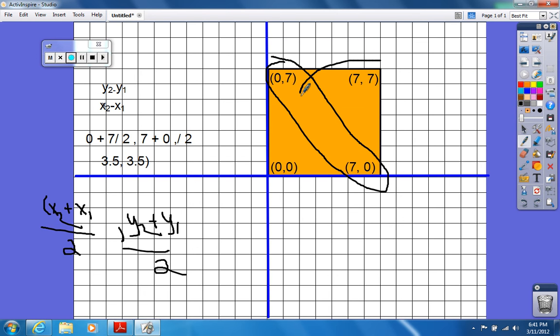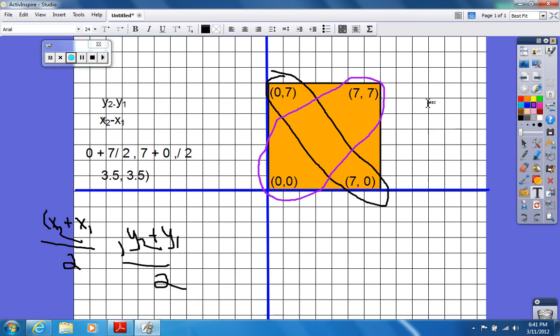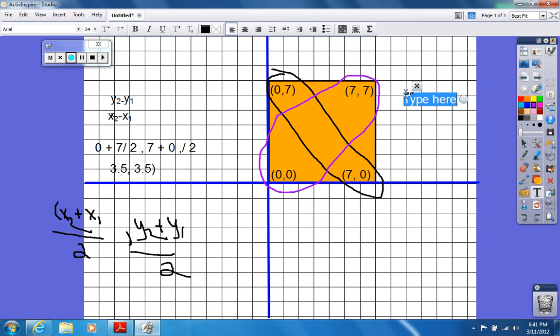And then we're going to come back and find the midpoint of this line here. Let me switch colors. We're going to find the midpoint of this line here. Okay, so this is going to be 7 plus 0 divided by 2, comma, 7 plus 0 divided by 2, which again, 7 plus 0 is 7, divided by 2 is 7 over 2, or as a decimal, 3.5, comma, 3.5.